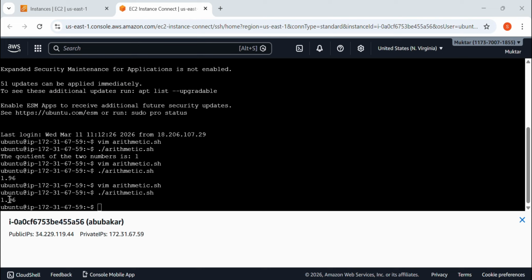As you can see right here, it gave us 1.96. So this is how you calculate a decimal point. So it's pretty much easy to calculate both decimal points and whole numbers. And I know that you guys have understood it by now. So we are moving to modulo.